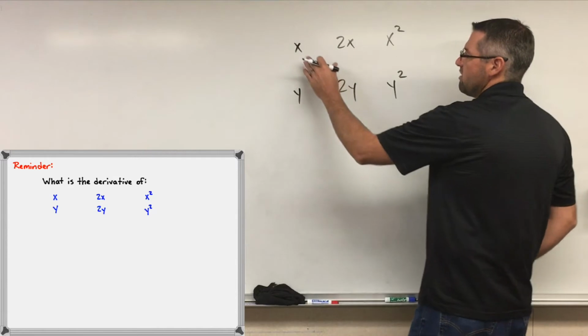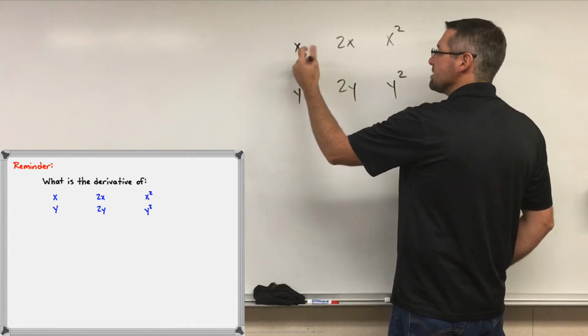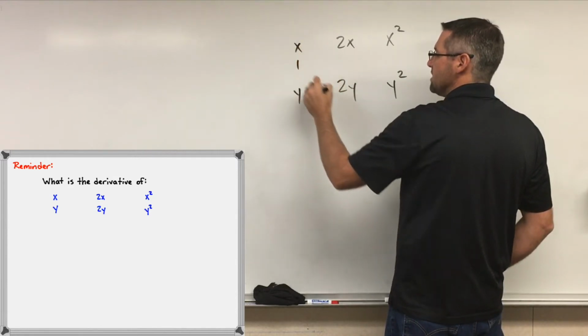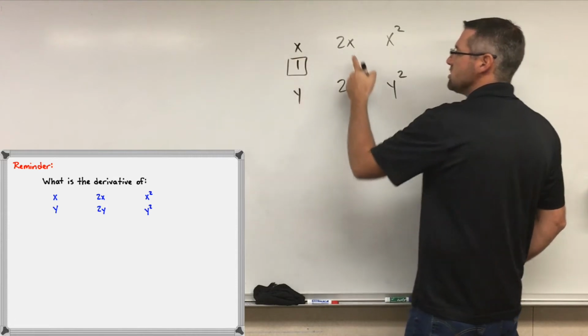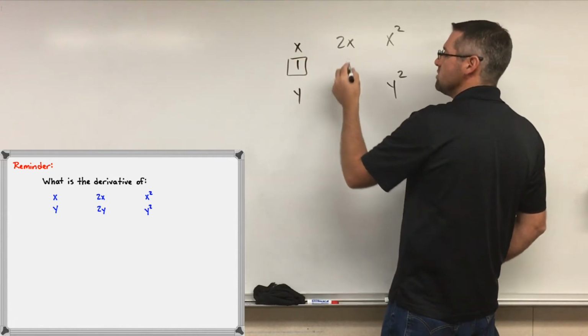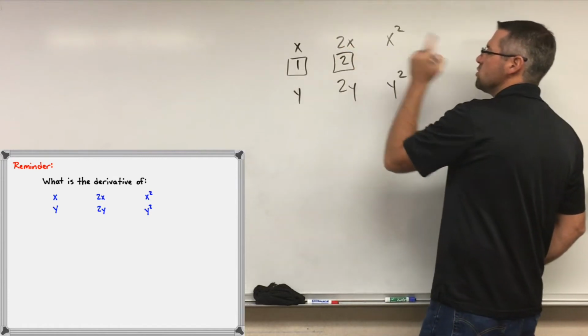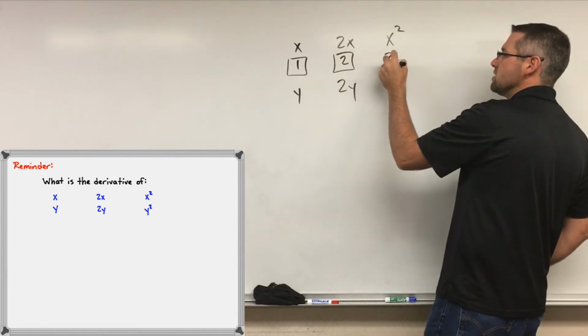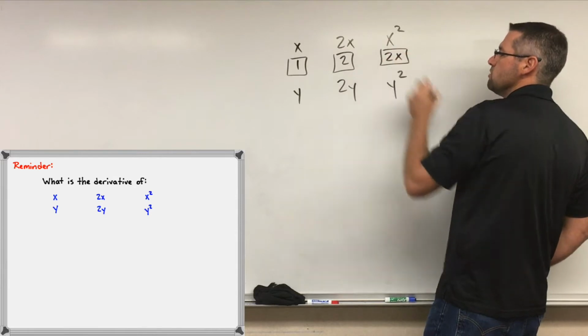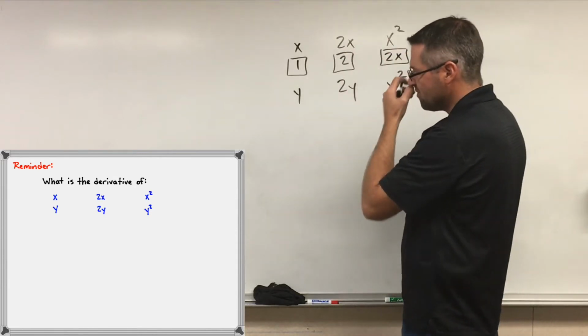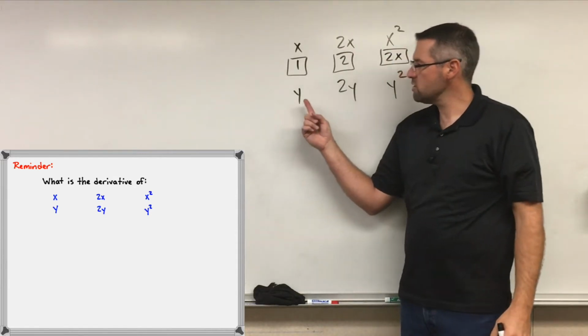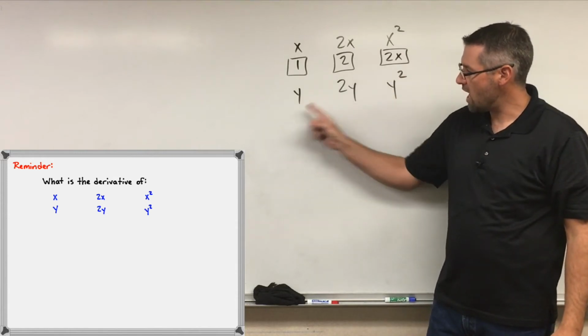Well, what's the derivative of x with respect to x? The derivative of x with respect to x would be 1. What's the derivative of 2x with respect to x? The derivative would be 2. And then the derivative of x squared with respect to x would be 2x. We'd use the power rule. So that's all great.